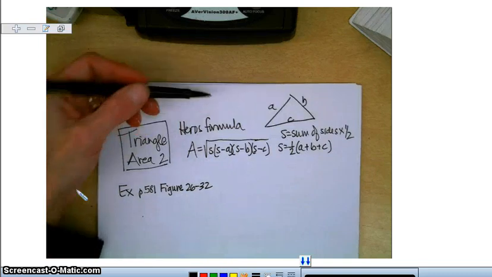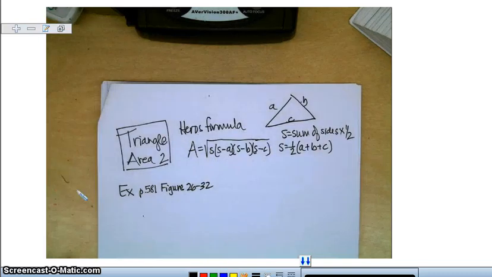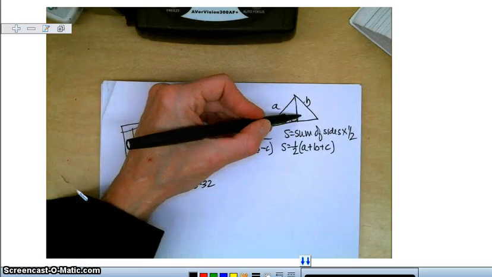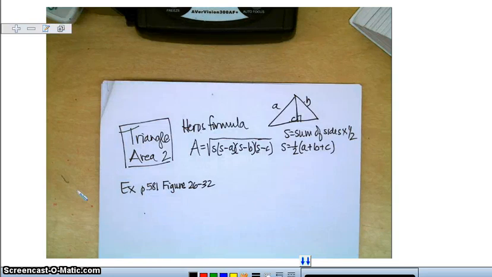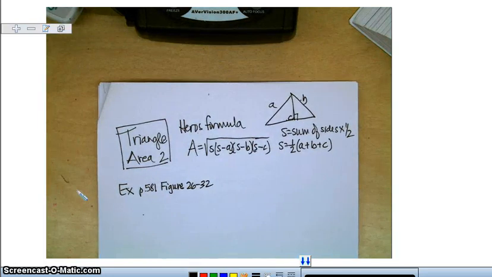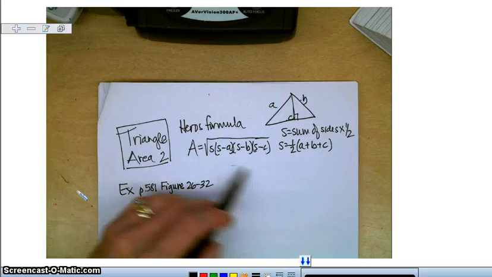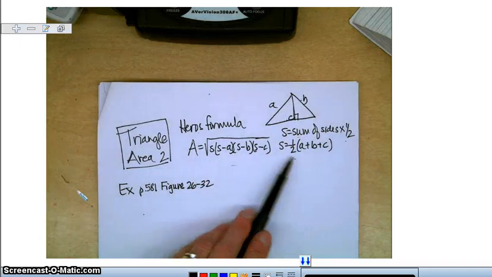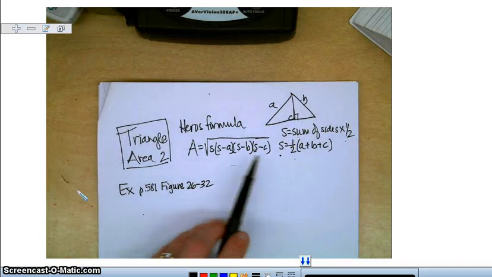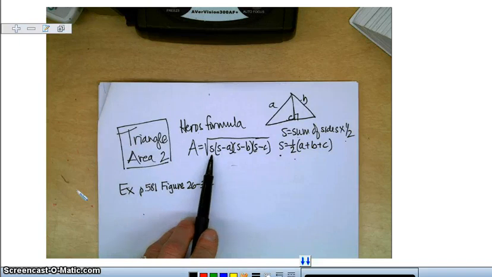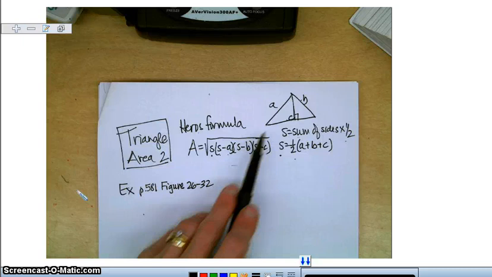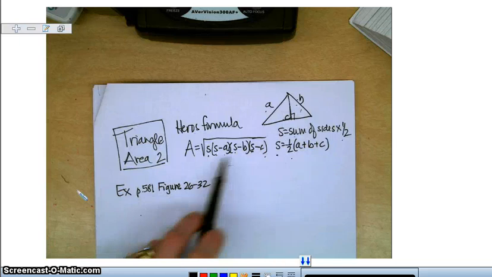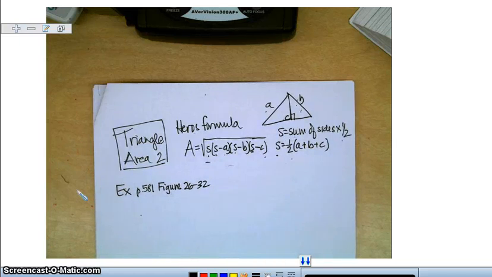If you have a triangle and you know all 3 sides, sometimes you only know all 3 sides and you don't have any way to find this height, this altitude, and that would take a lot of work. So a nice way to find the area is using Hero's formula. Hero's formula takes the sum of all the sides and multiplies it times 1/2 and gives a value called S. Then you take that S and multiply it times S minus the first side, times S minus the second side, times S minus the third side, and take the square root. So we're going to look at page 581.